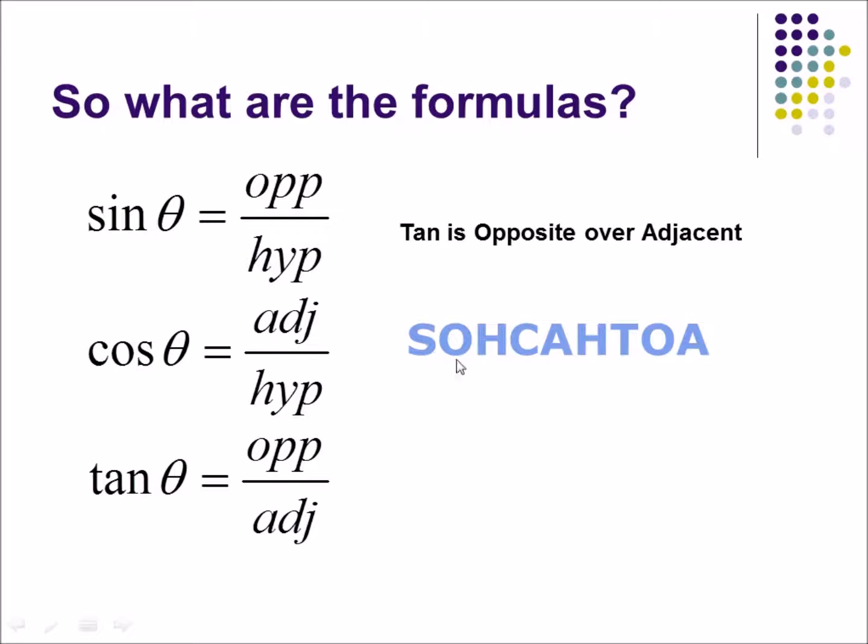But the SO in SOHCAHTOA, S stands for sine, O stands for opposite, H stands for hypotenuse. So if you remember that, that tells you sine is opposite over hypotenuse. Then the CAH in SOHCAHTOA, C stands for cosine, A for adjacent, H for hypotenuse. And finally the TOA, T for tangent, O for opposite, A for adjacent. So if you can remember SOHCAHTOA, you can remember each of those ratios and how they're defined.